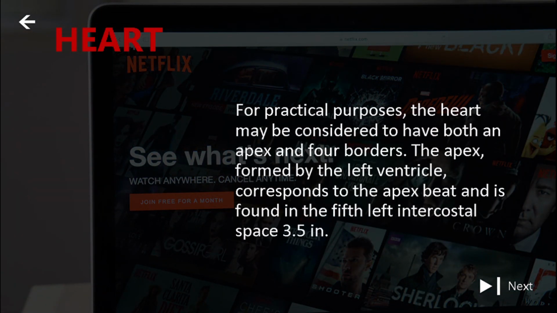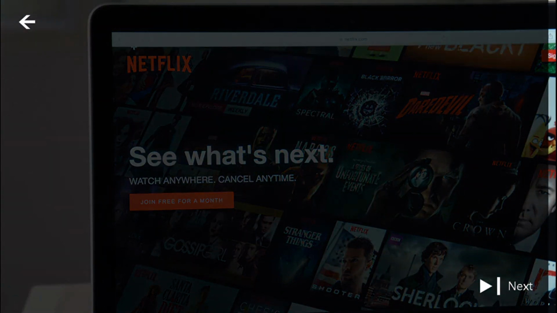Heart. For practical purposes, the heart may be considered to have both an apex and four borders. The apex, formed by the left ventricle, corresponds to the apex beat and is found in the fifth left intercostal space, 3.5 inches from the midline.